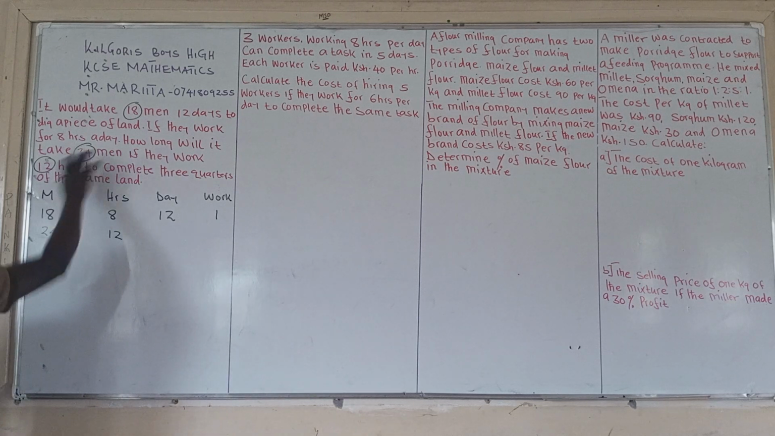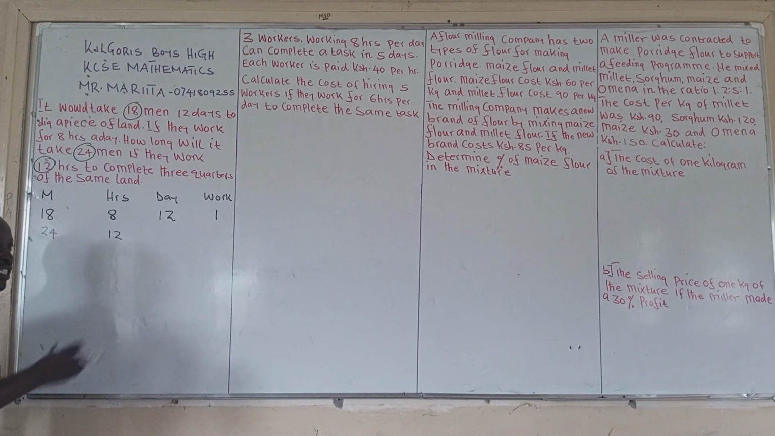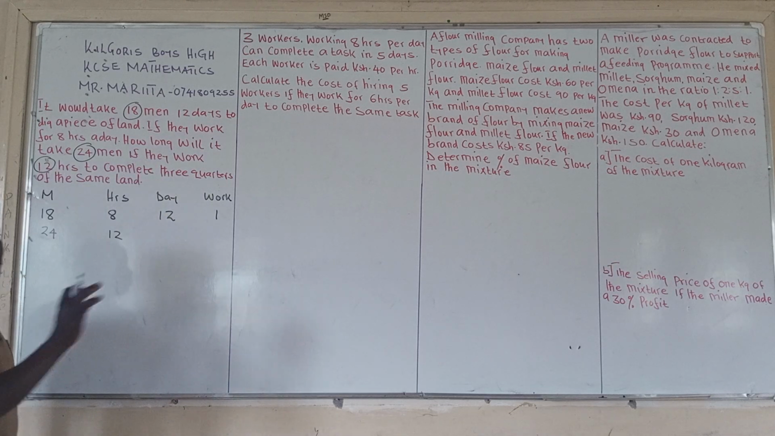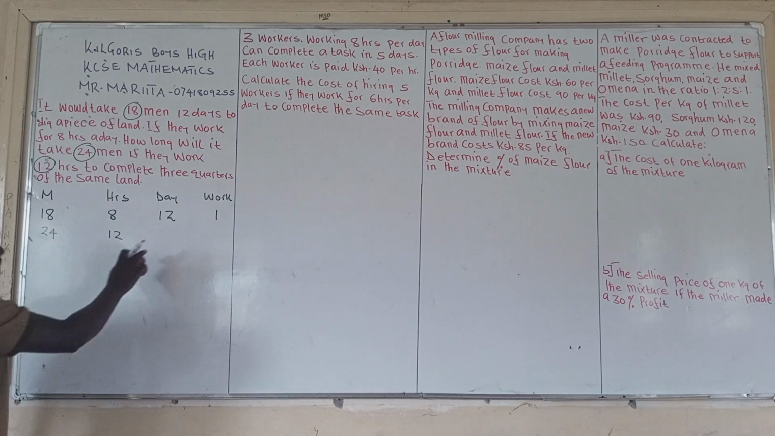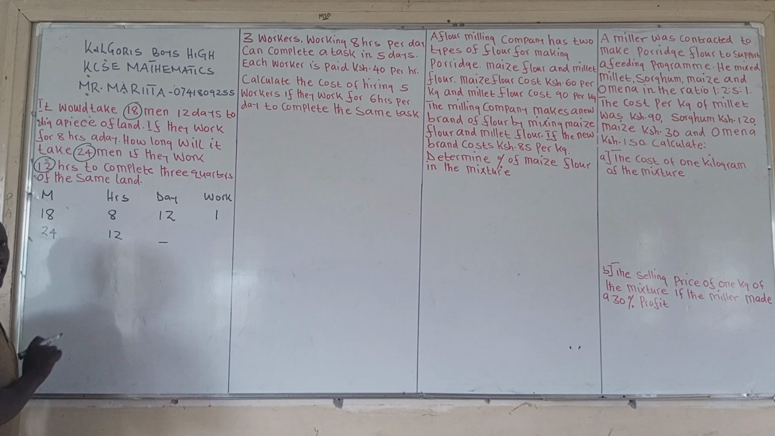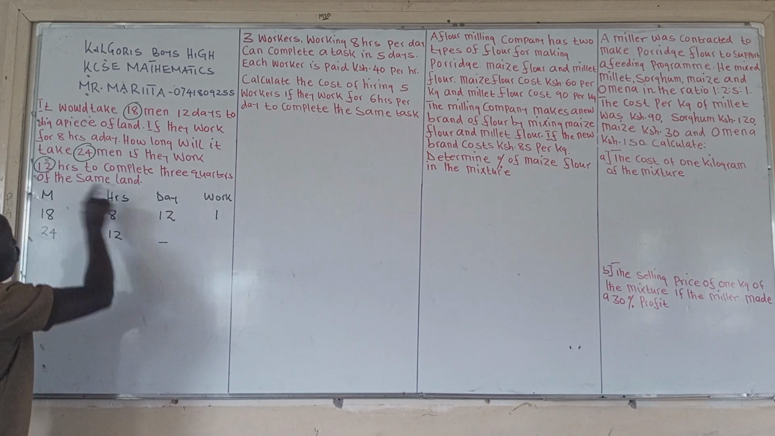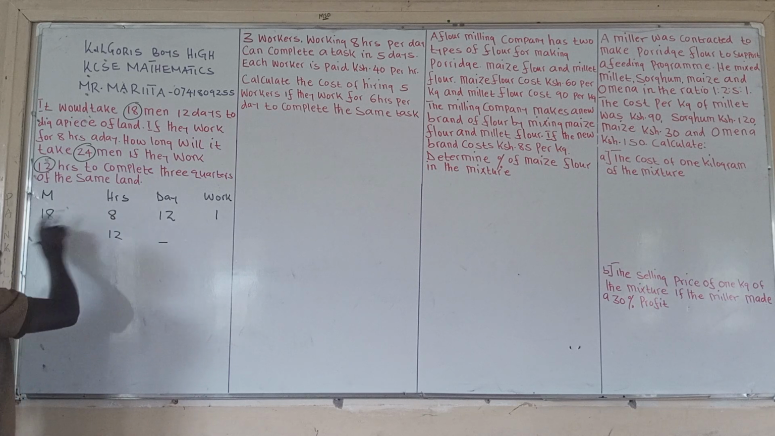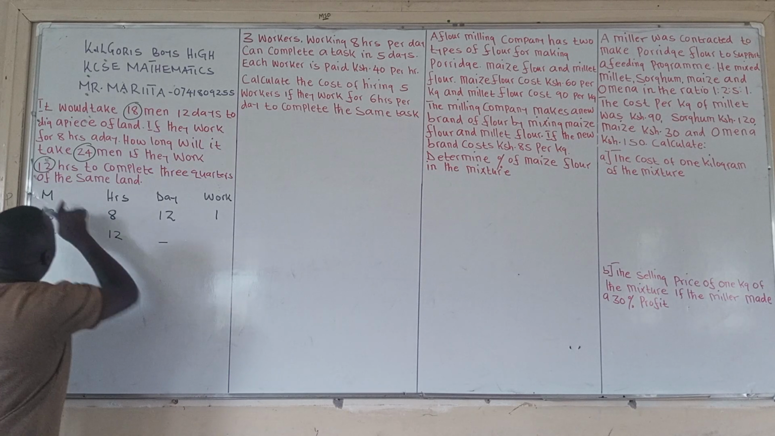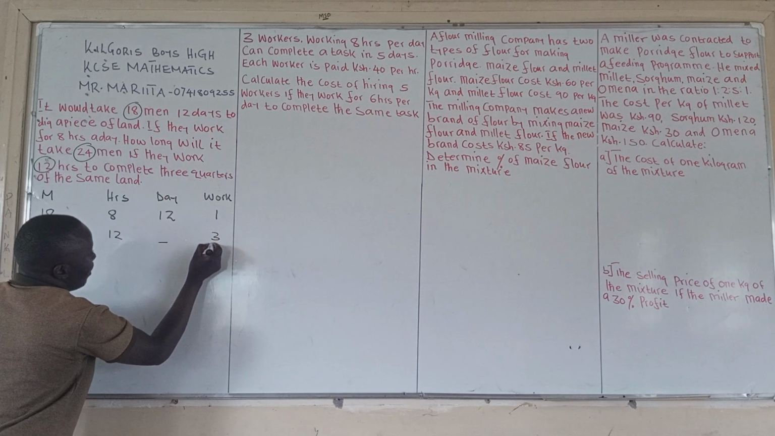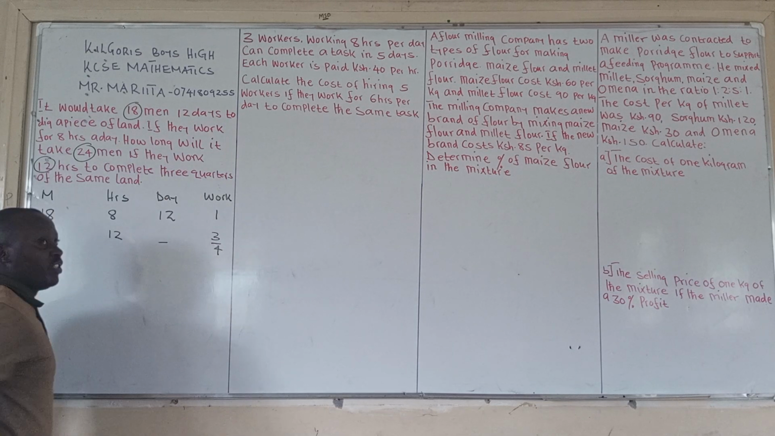We don't know the number of days these 24 men took to complete 3/4 of the same land, so here we have a dash. This is where our solution is. We need to find the number of days. The amount of work these 24 men do in 12 hours is equivalent to 3/4 of the work done.